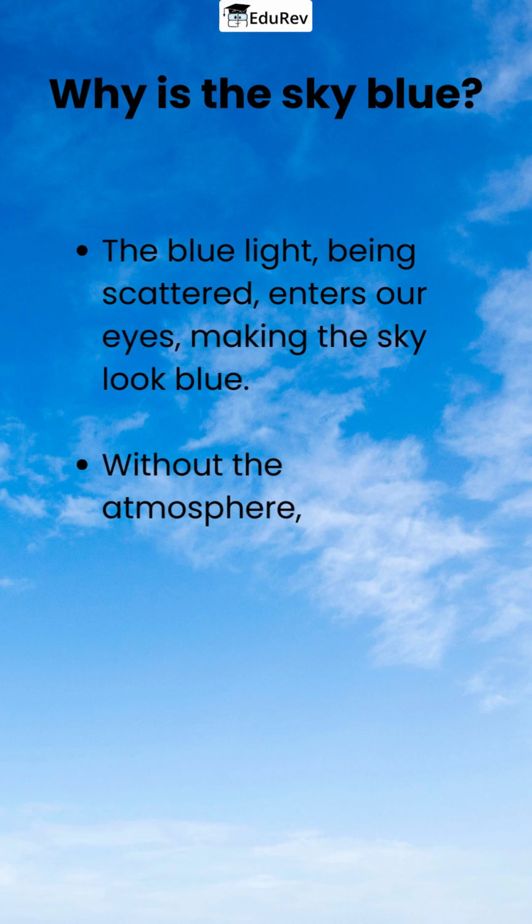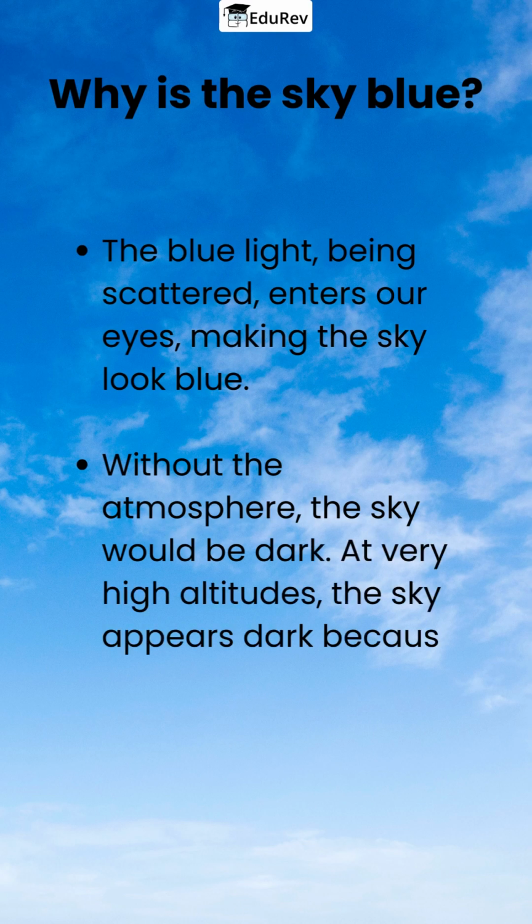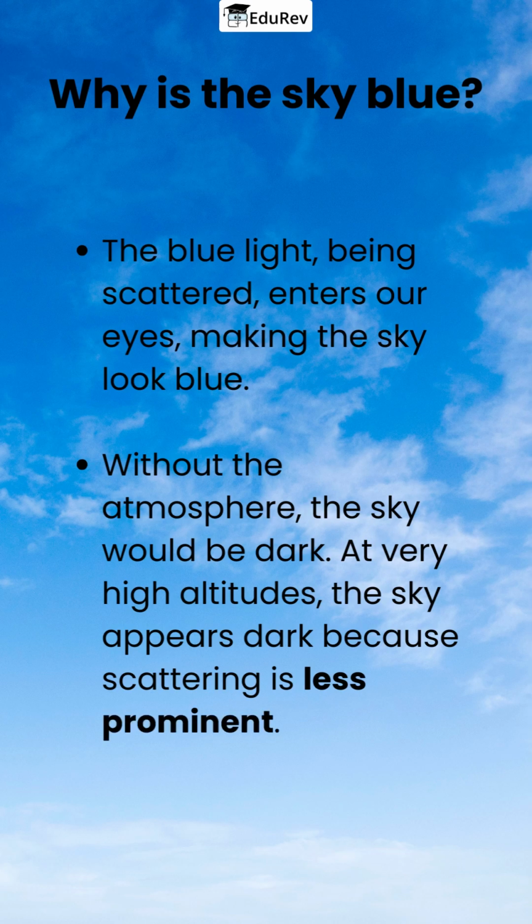Without the atmosphere, the sky would be dark. At very high altitudes, the sky appears dark because scattering is less prominent.